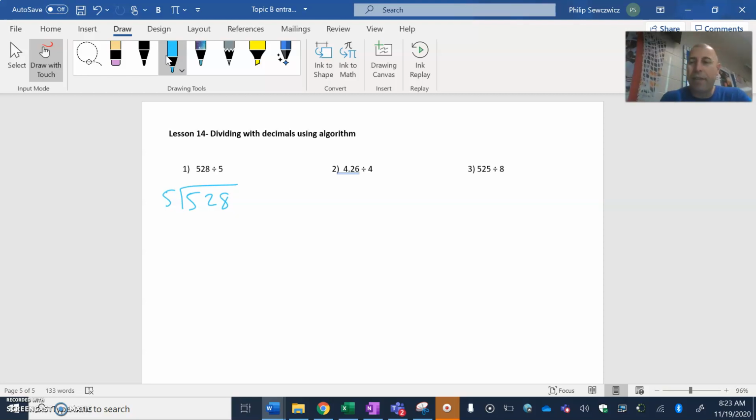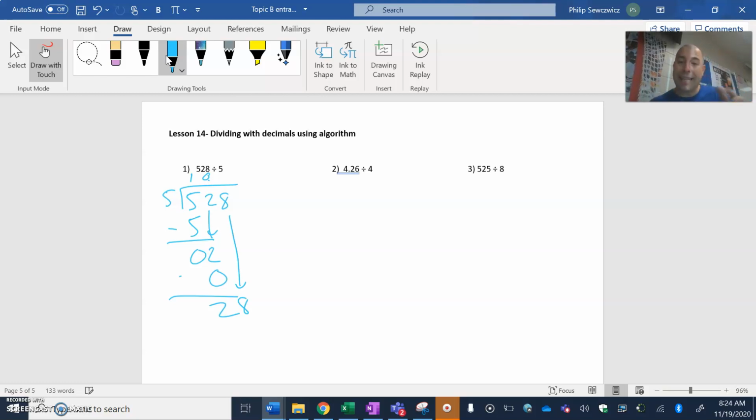How many groups of 5 can I take out of 5? Well, 1. Multiply, subtract, bring down the next number. And again, that's our routine there. All right, over and over again. 1 times 5 is 5. 5 minus 5 is 0. Here we go. How many groups of 5 can you take out of 2? None. 0. So get your 0 up there. Again, multiply, subtract, bring down the next number.